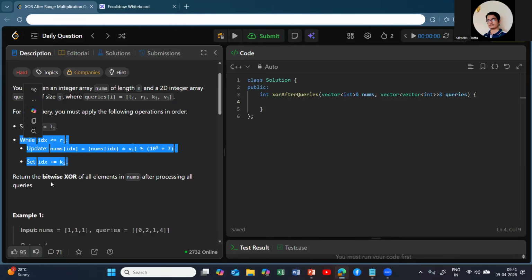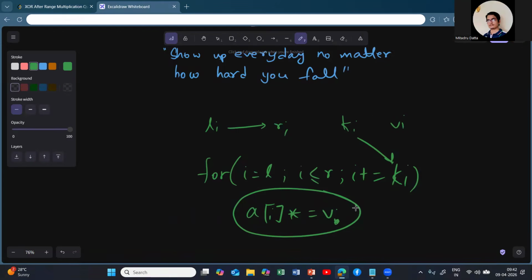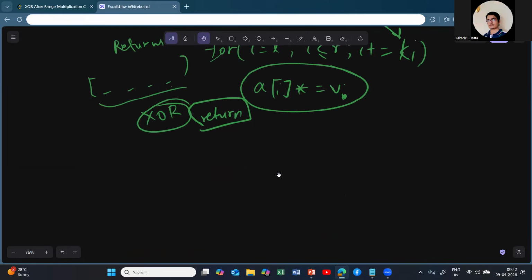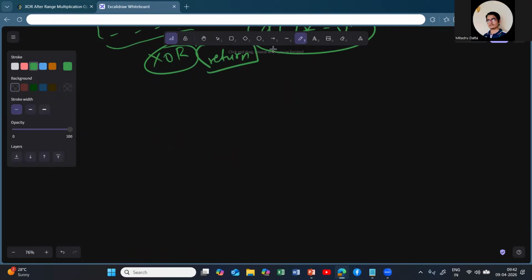After processing each and everything, return the bitwise XOR of all the elements in nums after processing the queries. So after processing all the queries, let's say the array changes to something, you need to take the XOR of all elements and return your answer. So return that particular XOR. So this is what you need to do.